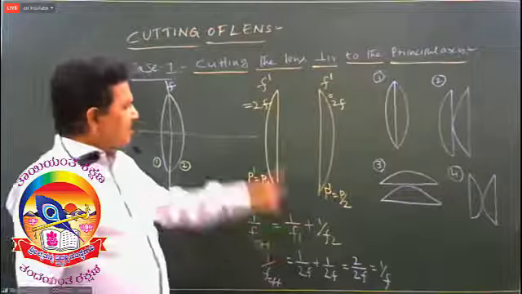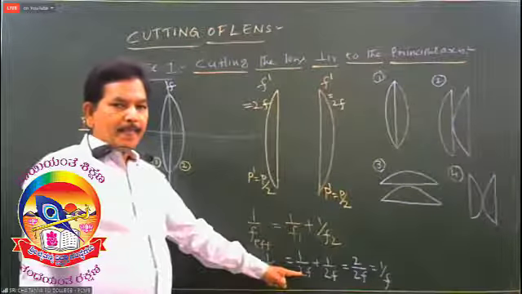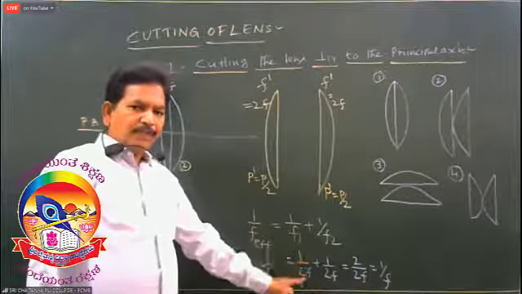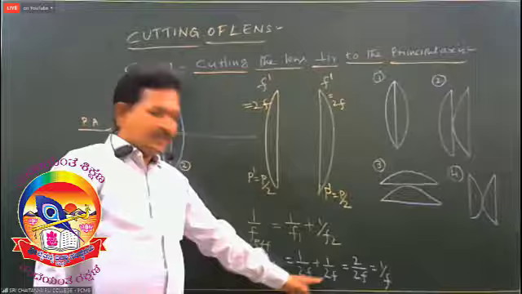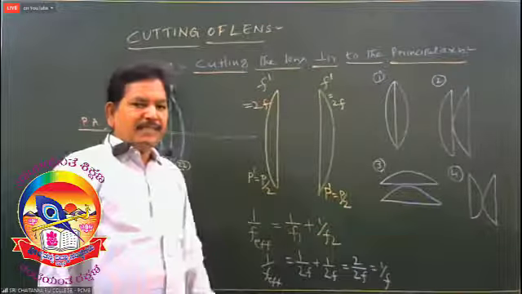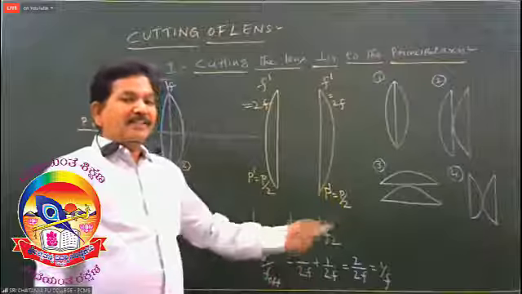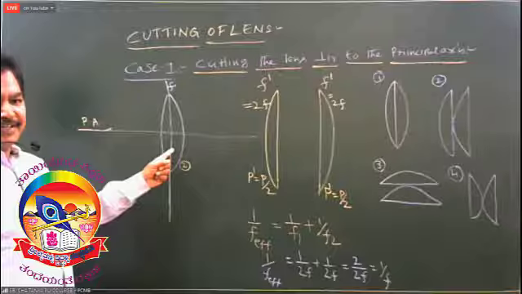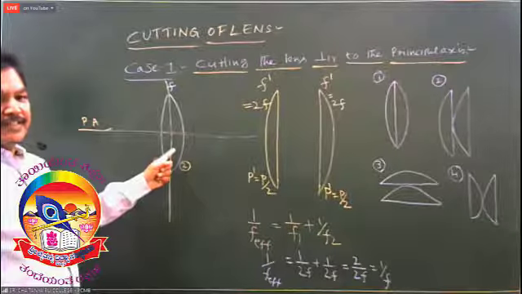Focal length of the first piece, 2f. Focal length of the second piece, 2f. 1 by 2f plus 1 by 2f is equal to 2 by 2f. The 2 gets cancelled. 1 by f means the effective focal length is equal to the focal length of the original convex lens.